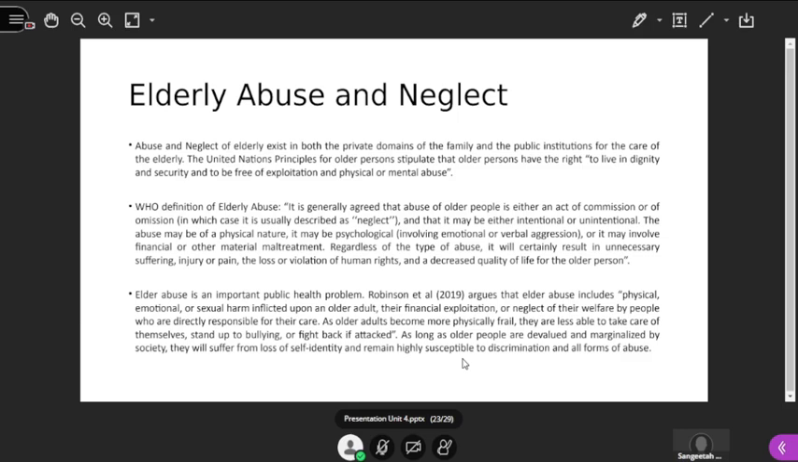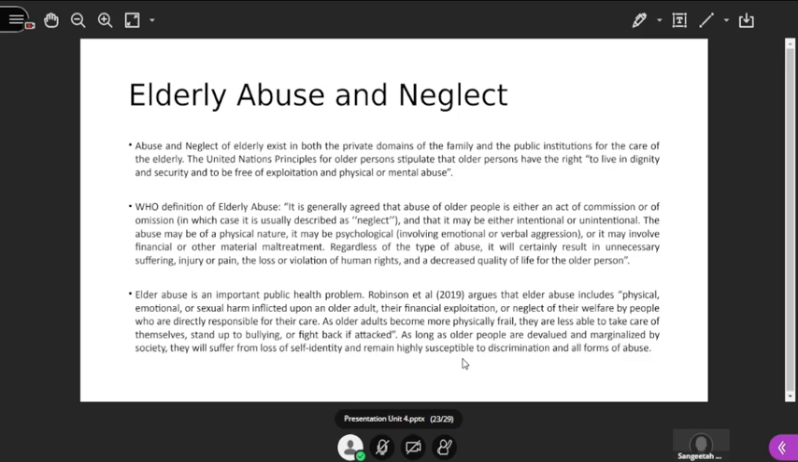So the abuse may be of a physical nature, and it may be psychological. Like Vinesh said, it's all about emotional and verbal aggression. Or it may involve financial or other material maltreatment, right? Regardless of the type of abuse, it will certainly result in unnecessary suffering, injury or pain, the loss of dignity, violation of human rights, and a decreased quality of life for the older person. So this is the definition of elderly abuse.